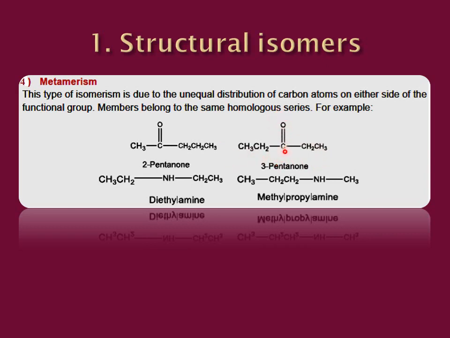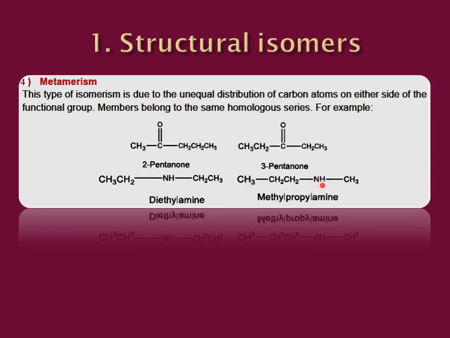Similarly, another example is diethylamine. Across this amine group, both of the chains are ethyl radicals, but the isomer is a little different. It is methyl propyl amine. Methyl on one side and propyl on the other side, but altogether there are 4 carbon atoms. So the distribution of the carbon atoms across the functional group is different in metamerism.